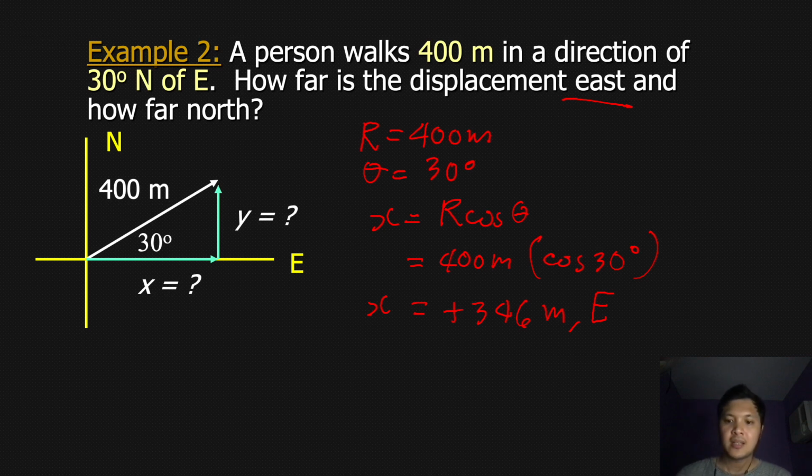Now to get y, y is equal to r sine theta. So again, we have to multiply 400 meters with sine of theta, sine 30 degrees. So that is equivalent to positive 200 meters north.